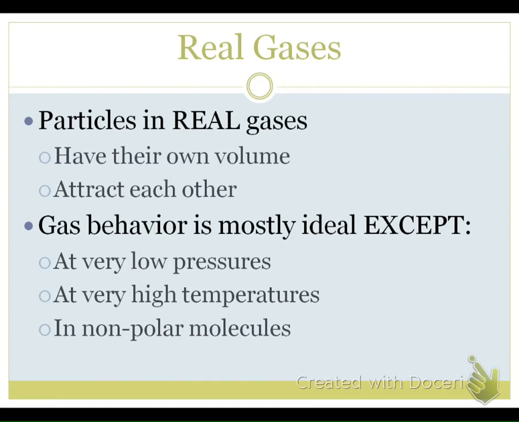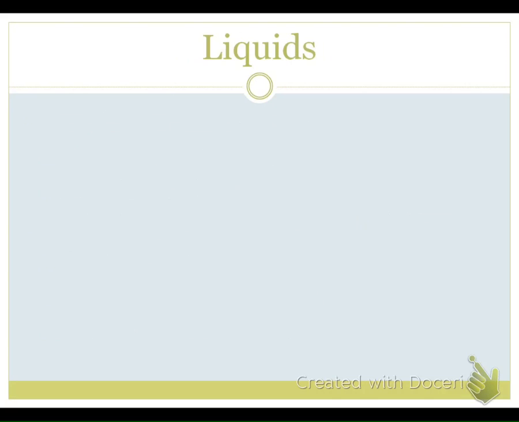Gas behavior in the real world is mostly ideal, except when we have these three situations. So in the real world, we have pretty much ideal behavior for gases, except if we get to very low pressures, very high temperatures, or if we're dealing with nonpolar molecules. So in the real world, they act mostly ideal, except at these very specific times or situations.